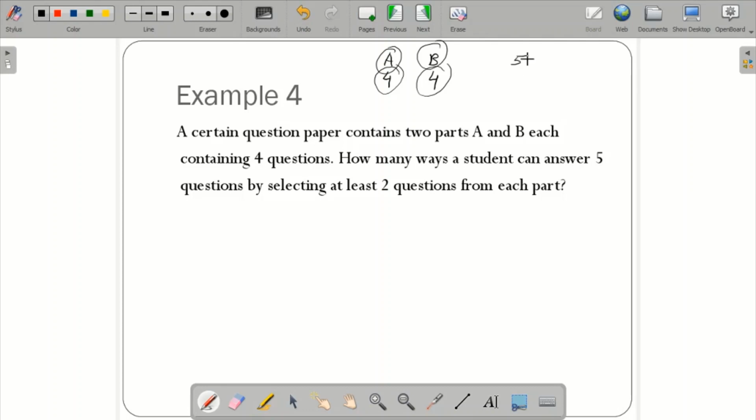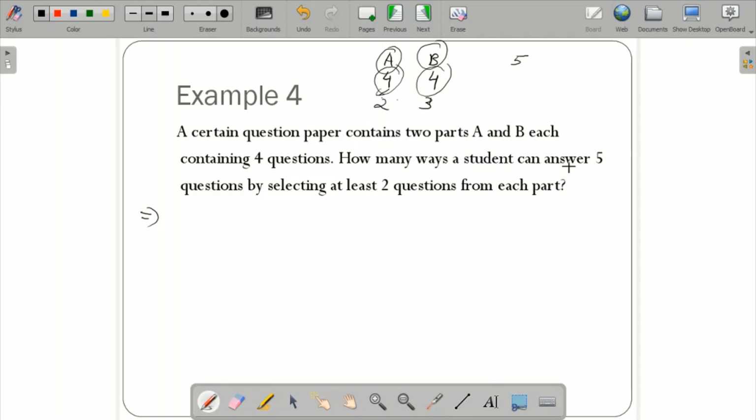Okay, he can answer 5 questions by selecting at least 2 questions from each part. Minimum 2, max he can select is 3. Minimum he can choose 2, max he can choose is 3. So here the solution: one possibility is he can choose 2 questions from section A and 3 questions from section B. Okay, one possibility, because the questions he can answer is 5.